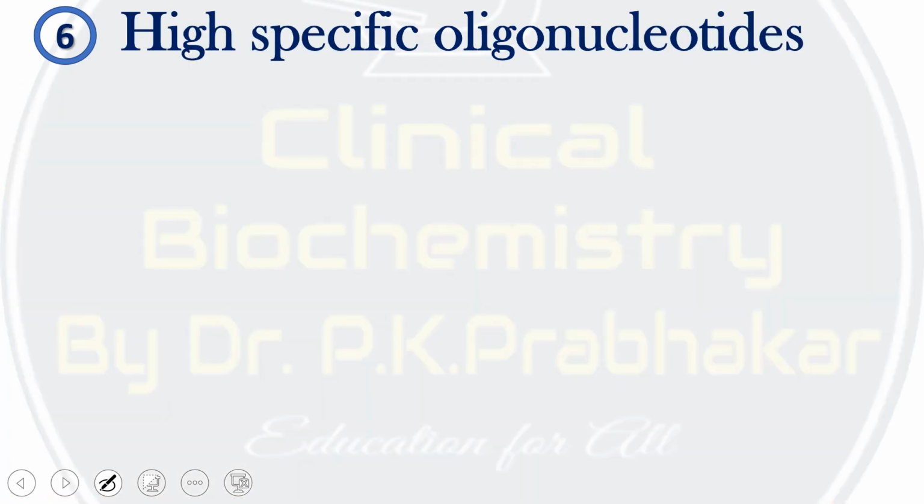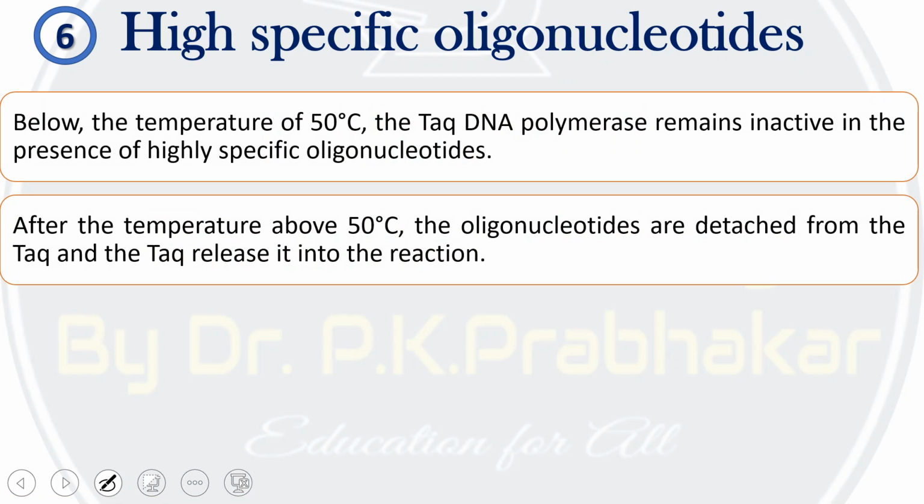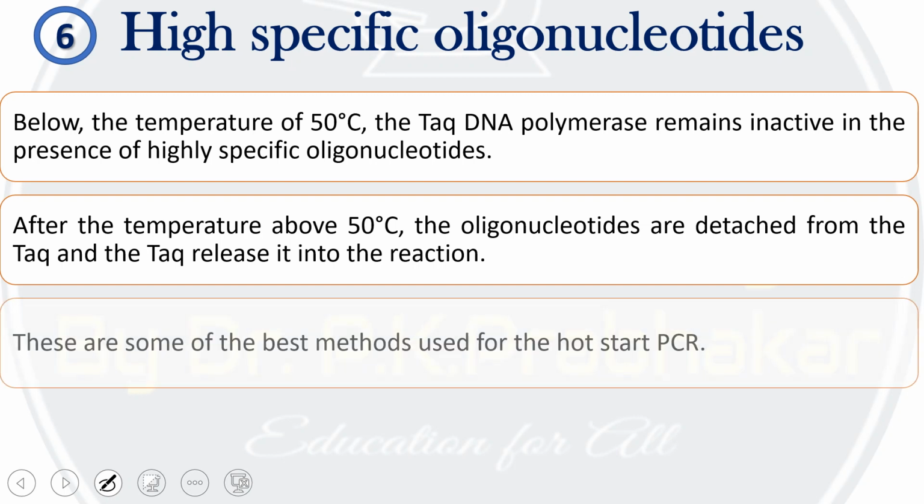The last process is we are going to use high specific oligonucleotides. In this case, below a temperature of 50 degrees, the Taq DNA polymerase remains inactive in the presence of the highly specific oligonucleotides. Above 50 degrees, the oligonucleotides are detached from the Taq, and the Taq is released into the reaction. These are some of the best methods used for Hotstart PCR.